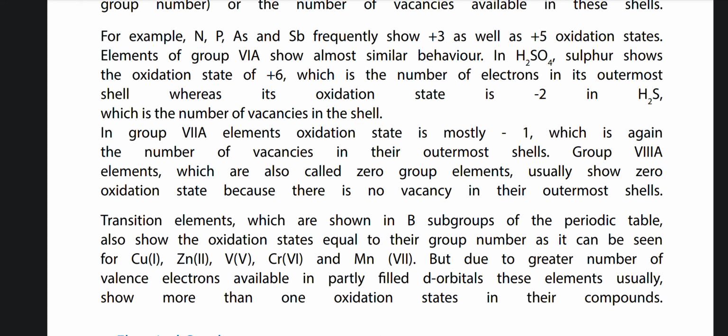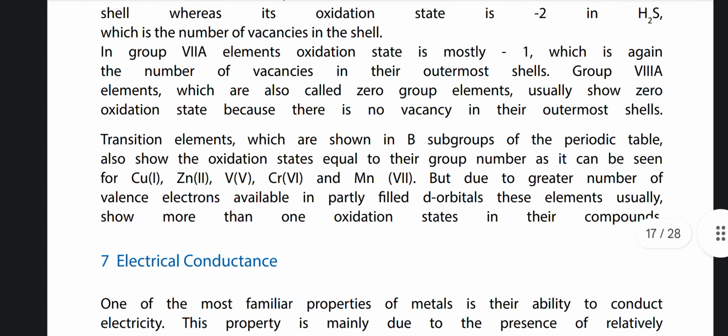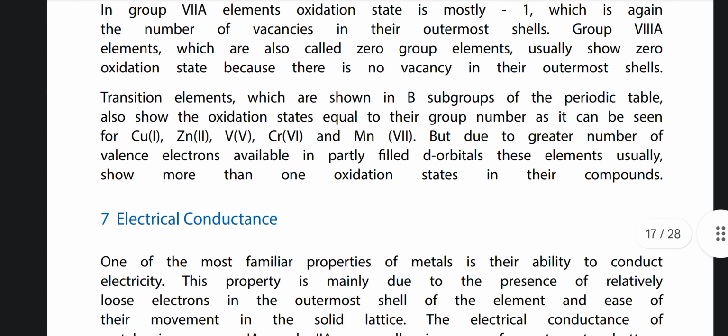Group 8A elements, which are also called the zero group elements, usually show zero oxidation state because there is no vacancy in the outermost shell. Transition elements, which are shown in the B subgroups of the periodic table, also show the oxidation state equal to their group number, as can be seen for copper 1, zinc 2, vanadium 5, chromium 6 and manganese 7. But due to the greater number of valence electrons available in the partially filled d orbitals, these elements usually show more than one oxidation state in their compounds.